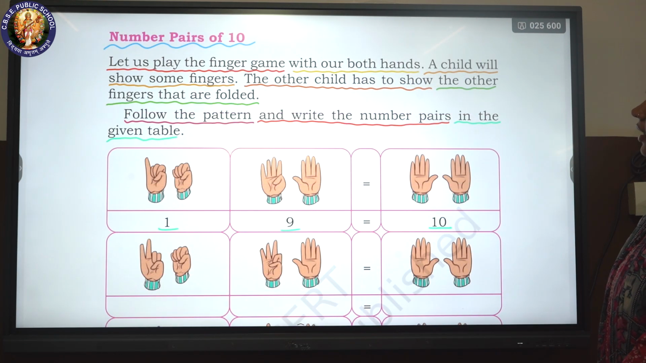Let us play the finger game with our both hands. A child will show some fingers. The other child has to show the other fingers that are folded. Follow the pattern and write the number pairs in the given table. 1, 9, 10.